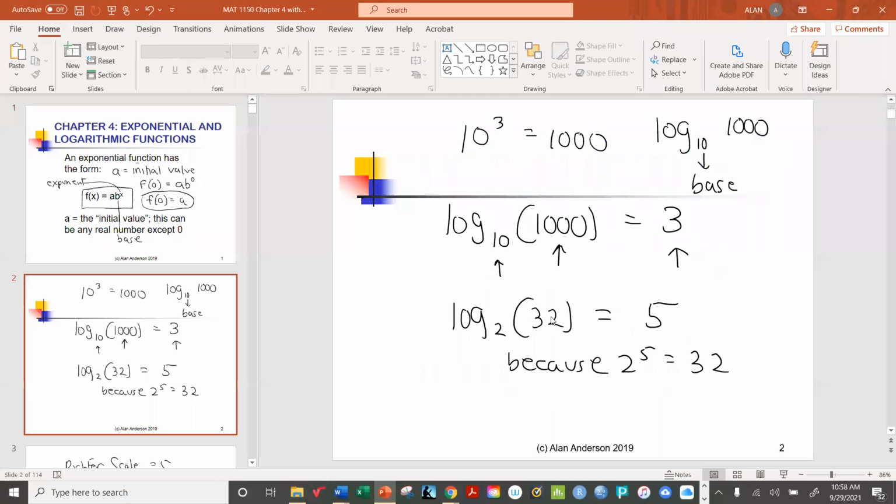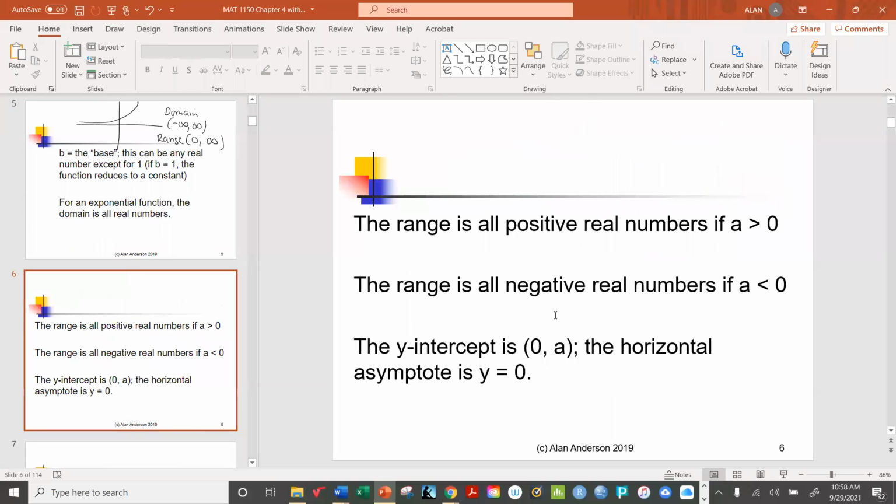But anyway, so the range is all positive real numbers, as I said, if A is positive. If A is negative, the range is negative. The intercept is always 0, A, and the horizontal asymptote is always y equals 0.